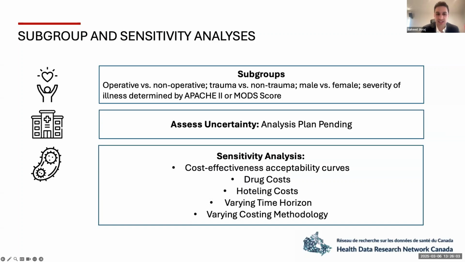And in terms of sensitivity analyses, we'll look at the probability of cost effectiveness across a variety of different willingness to pay thresholds. So not just the $100,000, but we'll look lower and we'll look higher. We'll vary things like drug costs, hoteling costs to ensure generalizability, as well as varying the time horizon and the costing methodology that we've used.